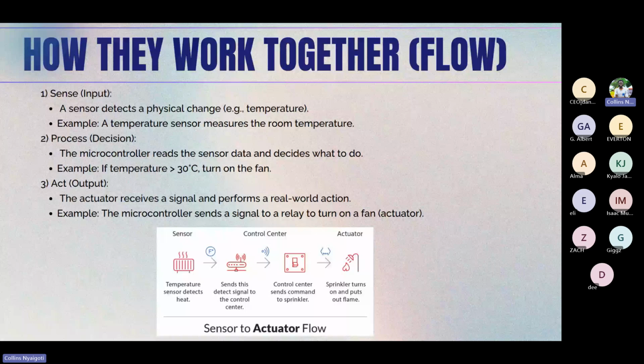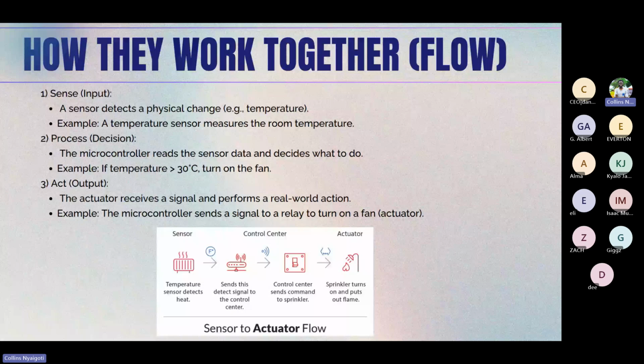So if the temperature is above 30 degrees, turn on the fan. In our case, the fan is our actuator. The sensor reads the temperature and sends it to the microcontroller. The microcontroller decides what to do. If the temperature is higher than 30 degrees, it sends the signal to the actuator. The actuator receives signals and performs a real-world action. In our case, the microcontroller sends a signal to a relay to turn on a fan. So the fan is turned on and the temperature is reduced.